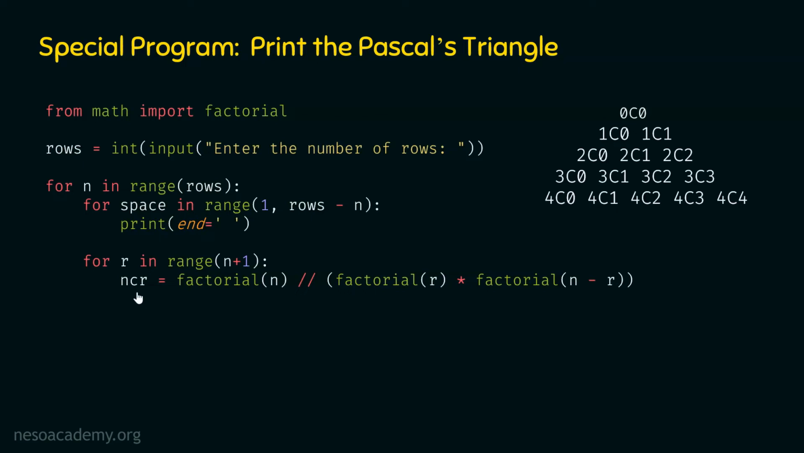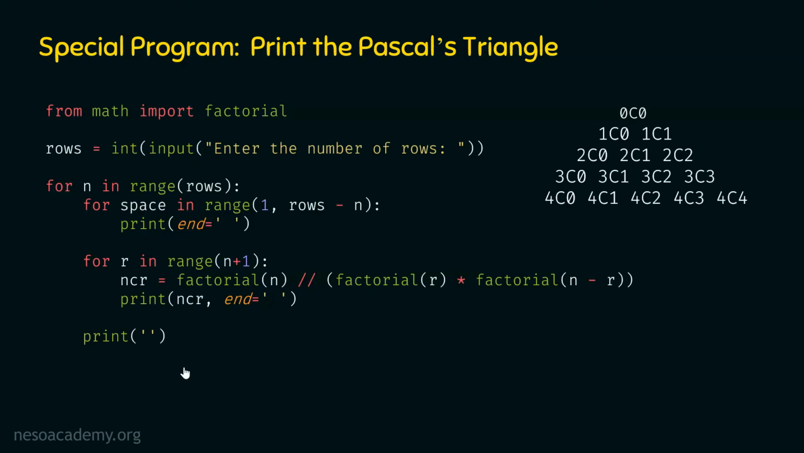After calculating NCR, we are ready to print the value on the screen. So we need this print statement. In this print statement, we can observe that first we need to print the value and then the white space. That's what we can observe here as well. Now we know that after completion of this for loop, we need to print new line.